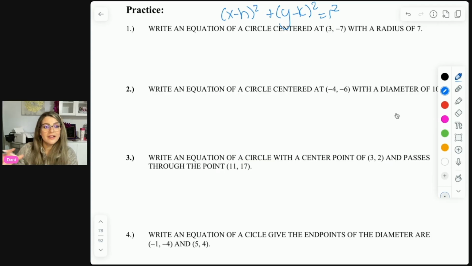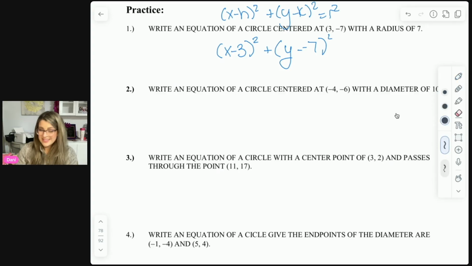So this first one, hopefully not too shabby. We're going to do x minus 3 the quantity squared plus y, now it's going to be minus negative 7 the quantity squared. So instead of writing minus and negative, because that's gross, right? We are going to make that an addition symbol. And equals our radius squared, which is 7 squared.